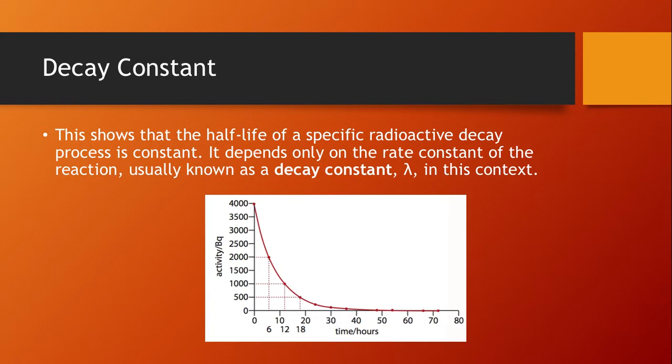What all this shows is that the half-life of a specific radioactive decay process is constant. It depends only on the rate constant of the reaction, which is usually known as the decay constant in this context. Here we have an example of a material that is decaying, and you can see what the graph looks like over a certain period of time.